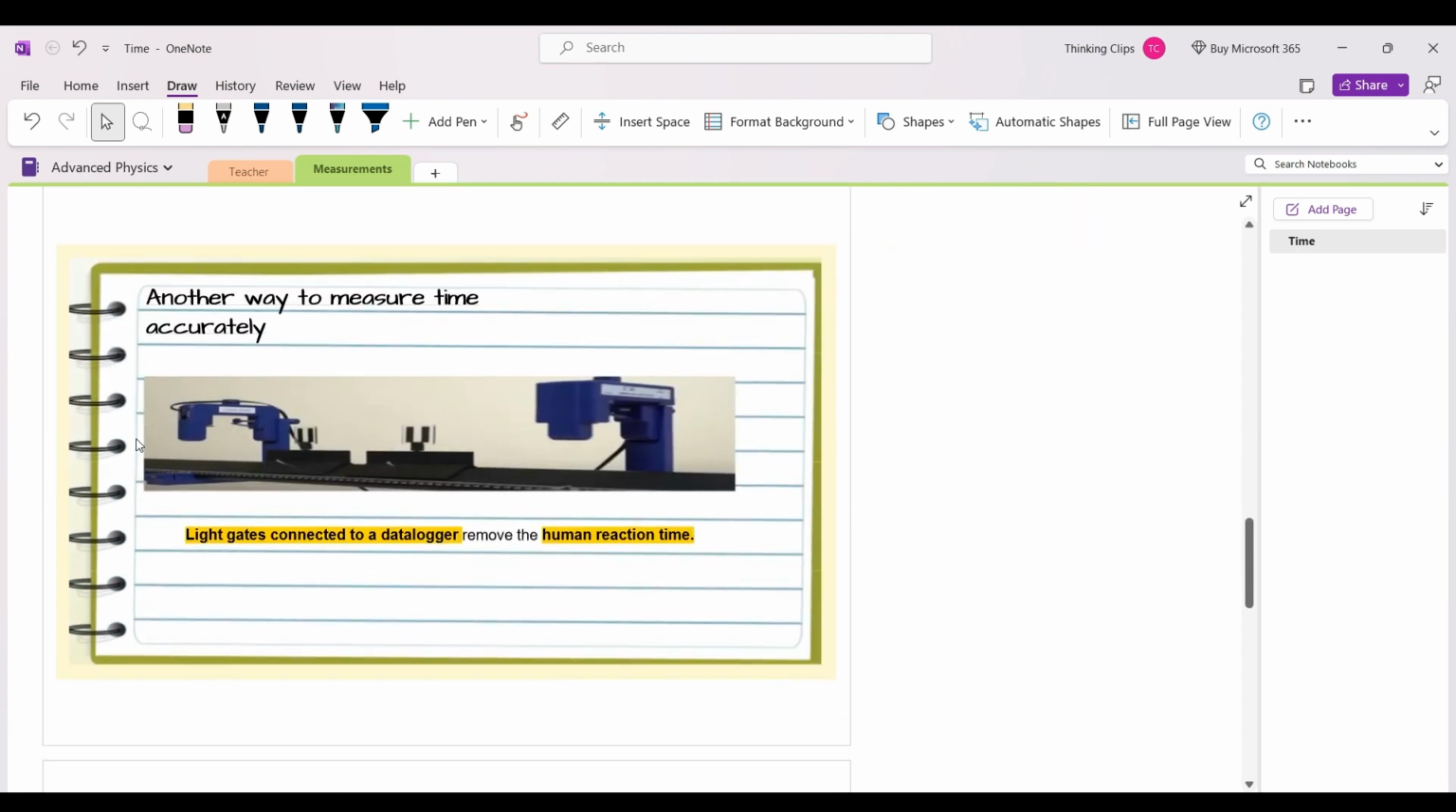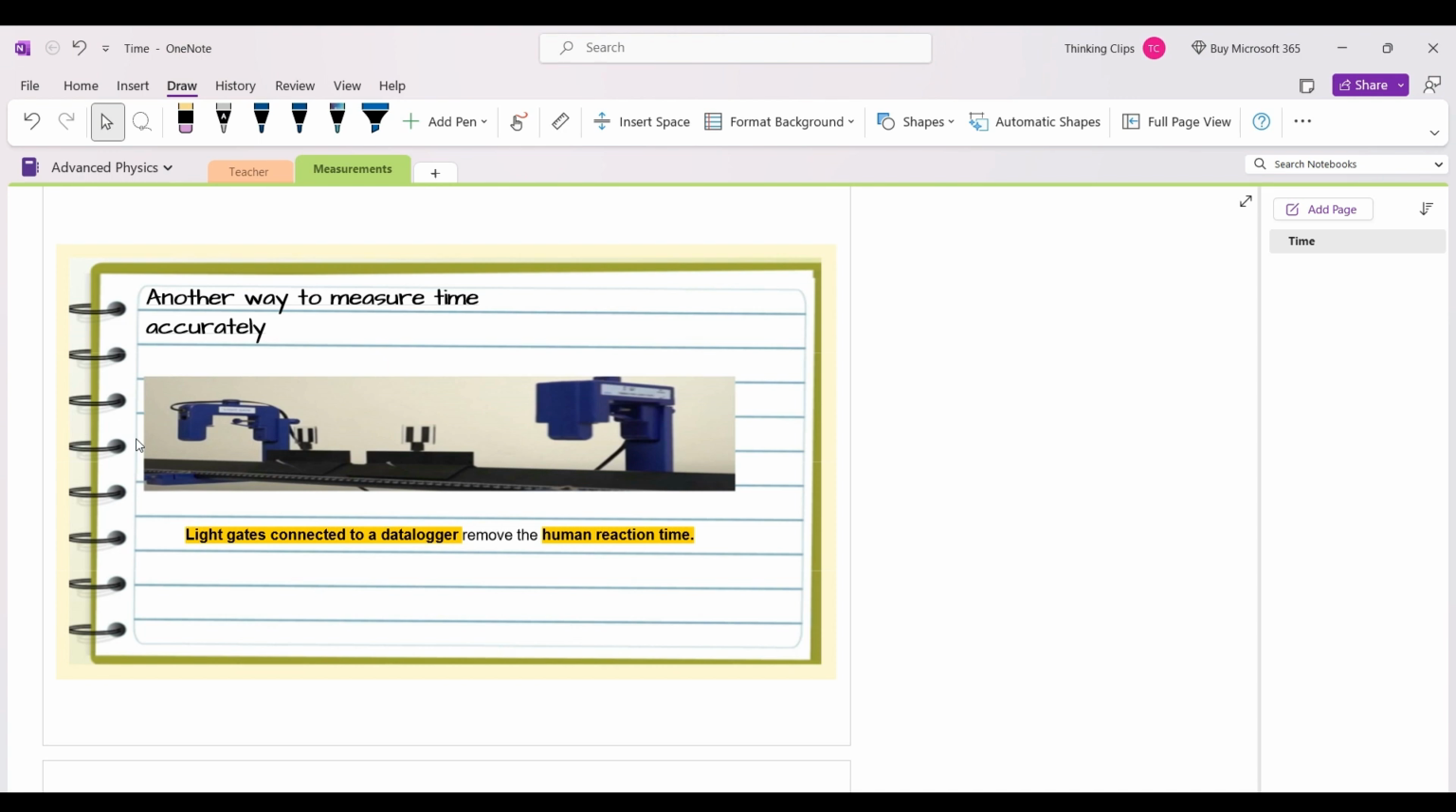So is there a more accurate way to measure time in physics? Well, with technology, of course there is. So these are light gates, and these remove human reaction time completely because the timing on and off is not controlled by a human at all.